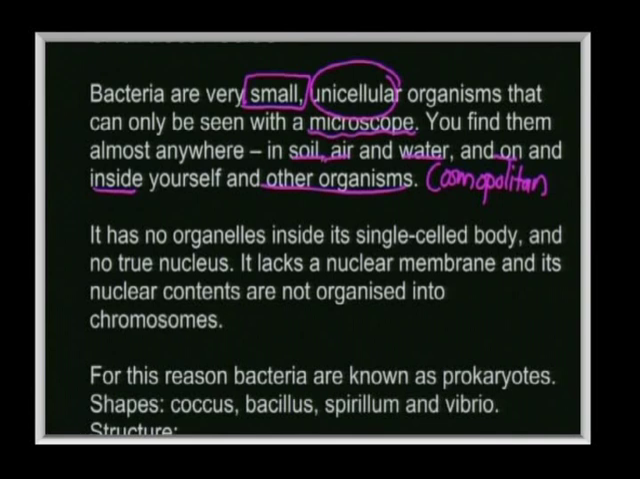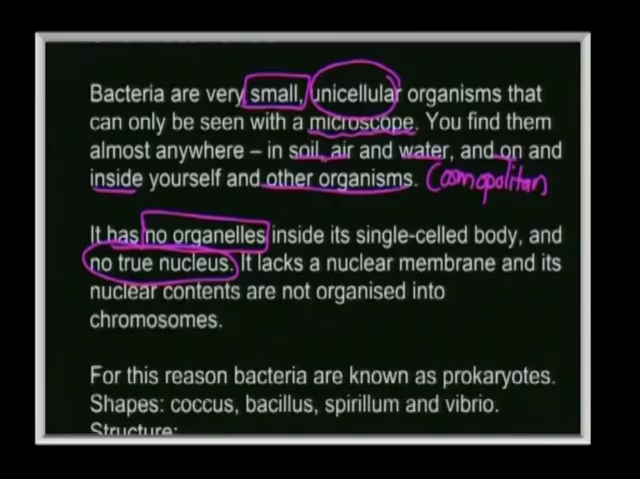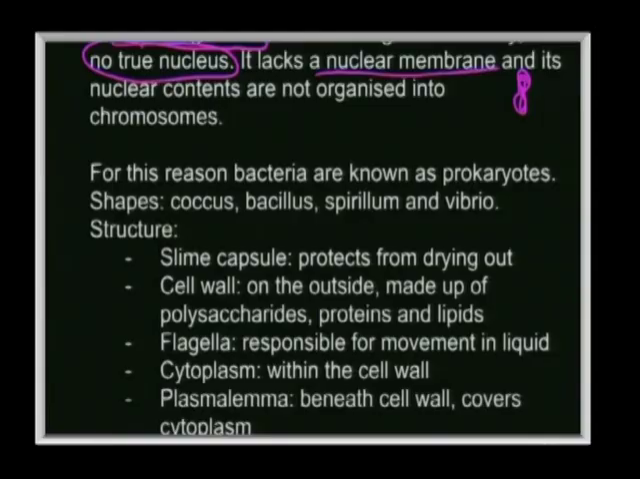A bacterial cell has no organelles like mitochondria and no true nucleus. The reason that it has no true nucleus is that the nucleus present has no nuclear membrane. So in other words, just the nuclear material, which we call prokaryotic. There is the correct term and the spelling for you.